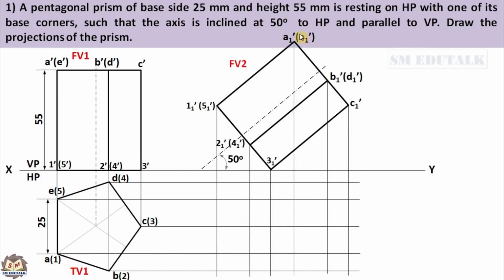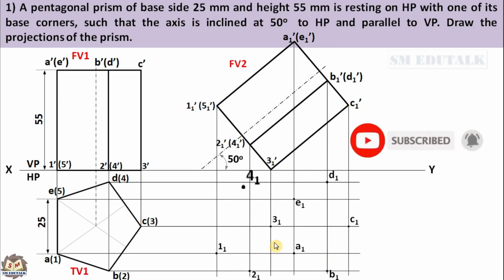the A line and A1 dash line intersect and create a point A1. B line and B1 dash line intersect and create a point B1. Similarly, we will get C1, D1 and E1. These alphabets represent the top base of the pentagonal prism. In the same way, you can mark 1 1, 2 1, 3 1, 4 1 and 5 1. And these numbers represent the bottom base of the pentagonal prism.